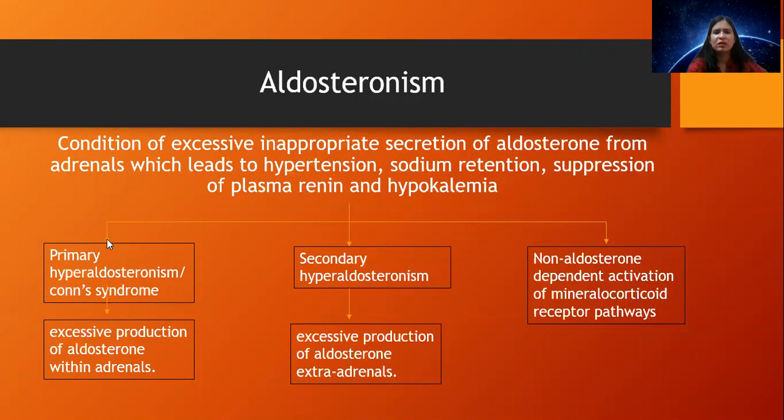There are three types of aldosteronism. First is primary hyperaldosteronism, also known as Conn syndrome, in which there is excessive production of aldosterone within the adrenals. Primary means the cause is inside the gland itself. Secondary hyperaldosteronism, secondary means the cause is outside the adrenal gland. Excessive production of aldosterone, extra adrenals.